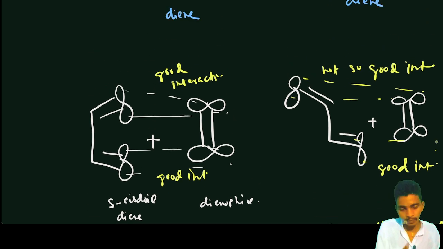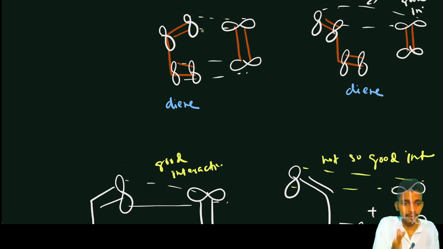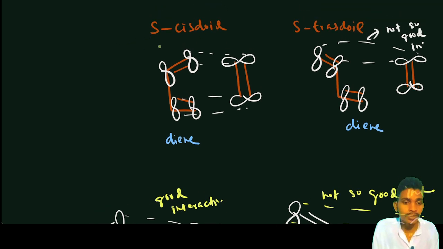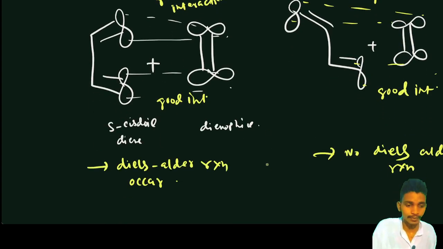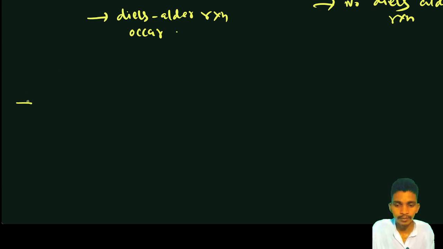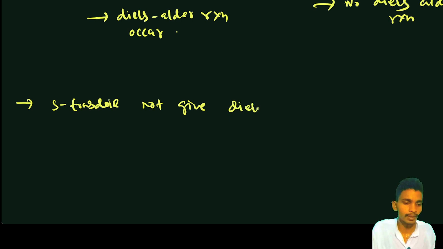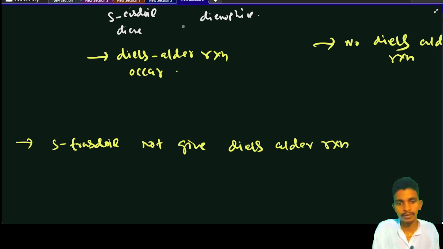So although for the dienes an electron donating group is present, one more factor it depends on is s-cisoid or s-transoid, meaning the orientation of the diene. If it is s-cisoid, it will give the Diels Alder reaction, but if it is s-transoid, it will not give the Diels Alder reaction. Okay, so we will discuss the examples here.